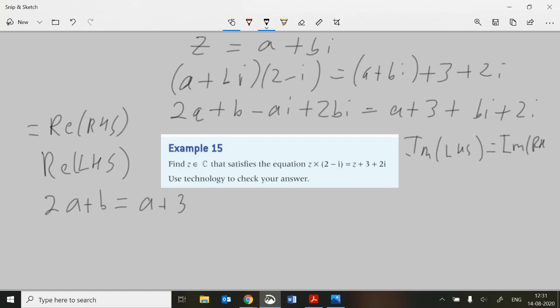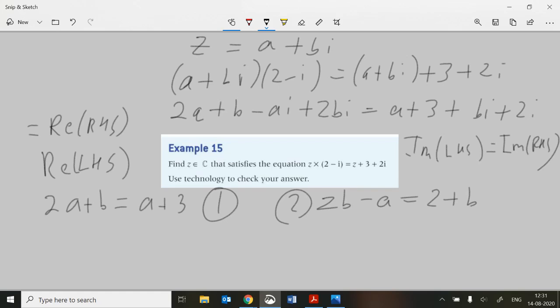I'll give myself enough space again. There we go. So imaginary parts here. Let's have a look at this. Well, if we factorize out the i, we've got 2b minus a, lots of i here. And on the right-hand side, we have 2 plus b. So you can see what we've got: two simultaneous equations which we can now solve.